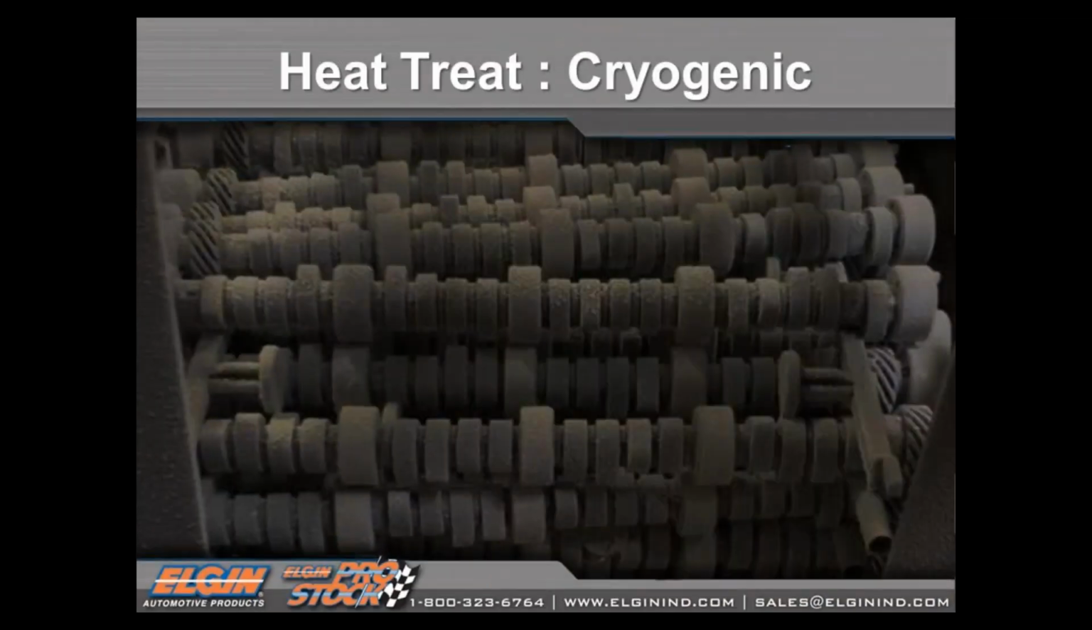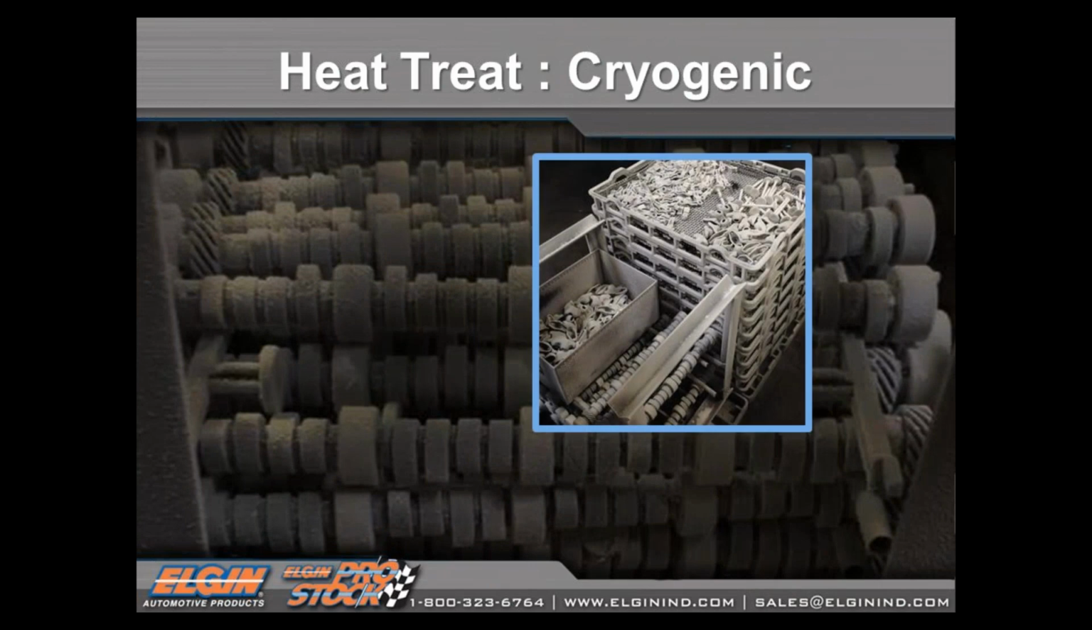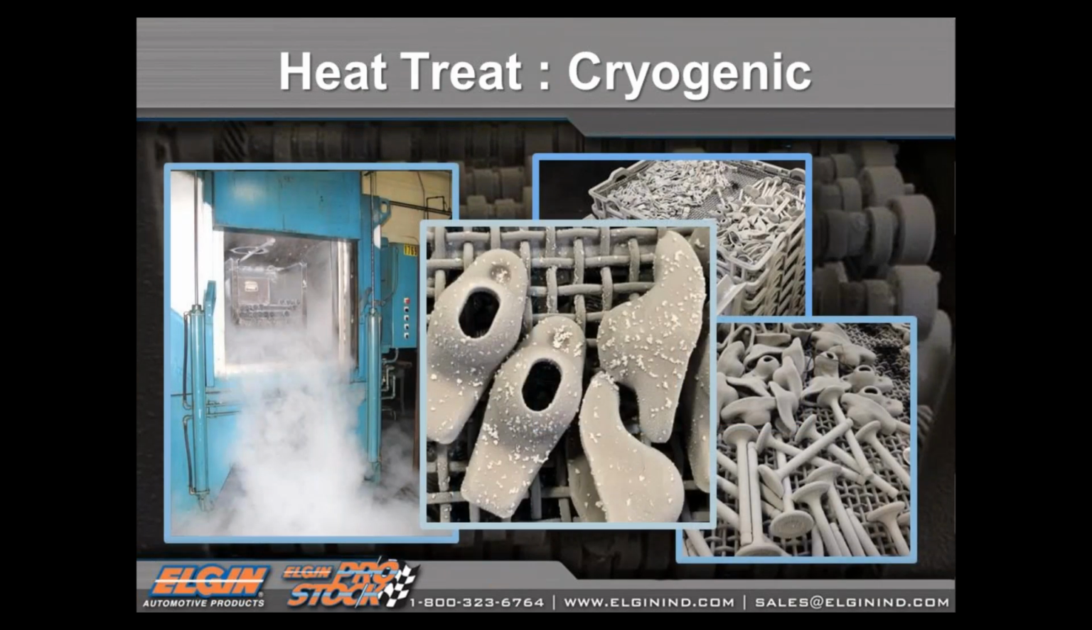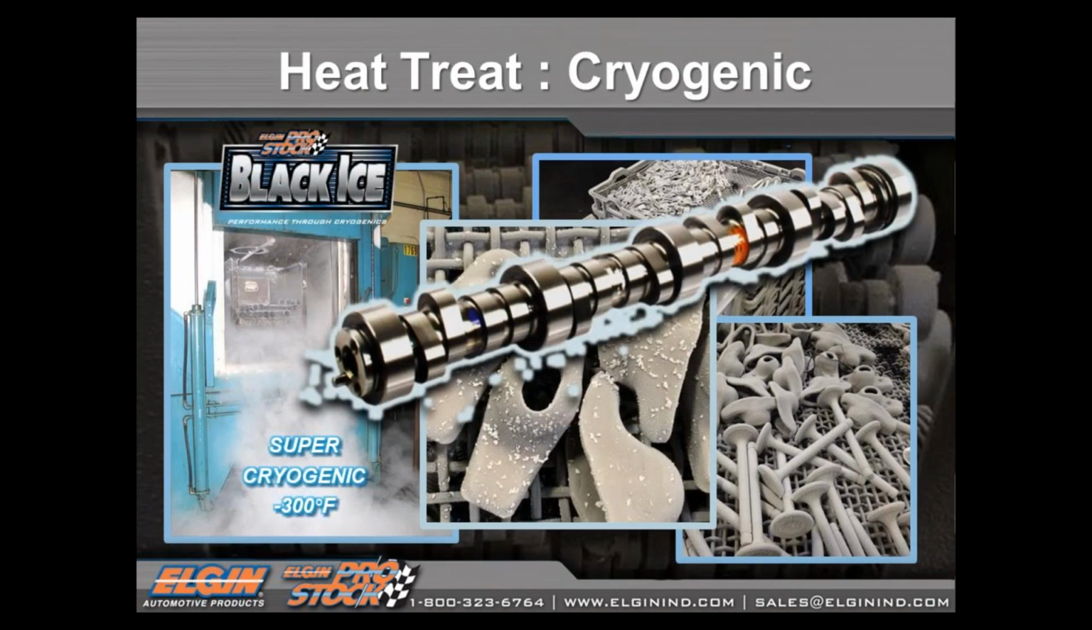The other thing that Elgin brings to the table is cryogenic treatment. Some people call that a heat treatment, but really it's a cold treatment. So we have the ability to take engine parts and subject them, after they've been heat treated, to a freezer that has the capability of going down to minus 300 F. It uses liquid nitrogen to do that. And you say, well, why would you do that?